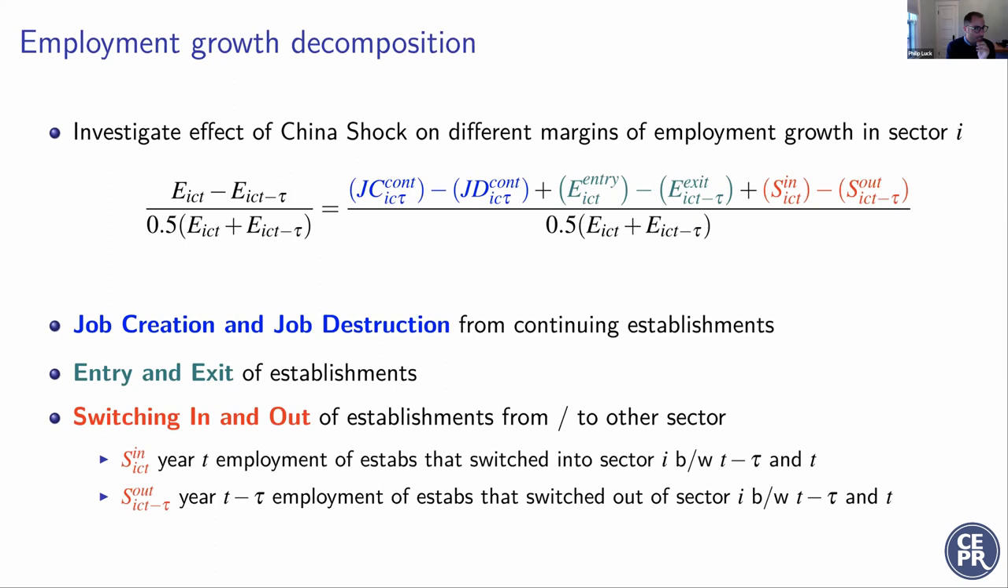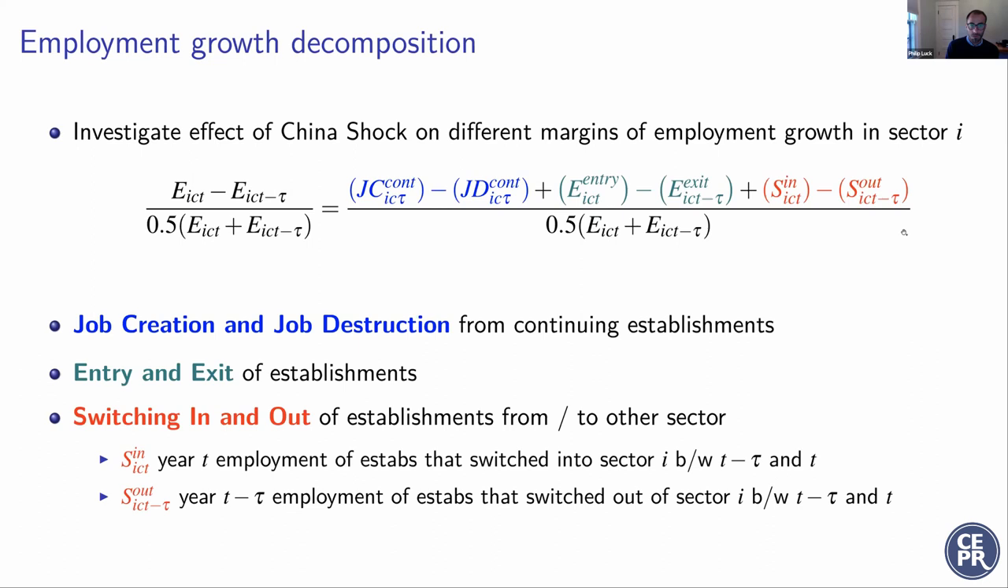Okay, so that's the basic way we're going to do this. We're going to estimate the effect of import competition on each of these 6 margins. The one thing I want to point out here is that for all of these left-hand side variables for these 6 margins, we're going to divide by total sector employment. So those coefficients are going to add up to the total change in employment for manufacturing or non-manufacturing.